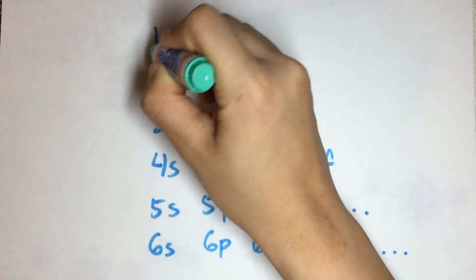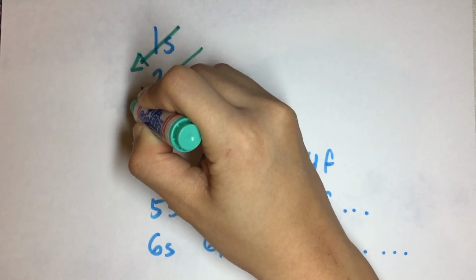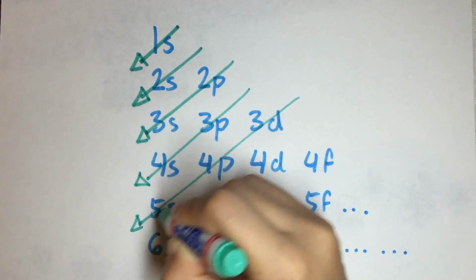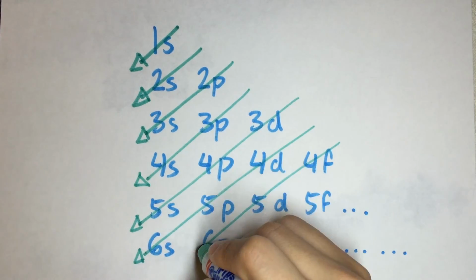On this chart, you can see that the electrons will first fill the 1s orbital, then 2s, then 2p, 3s, 3p, 4s, 3d, and so on. Let's try some more electron configuration examples.